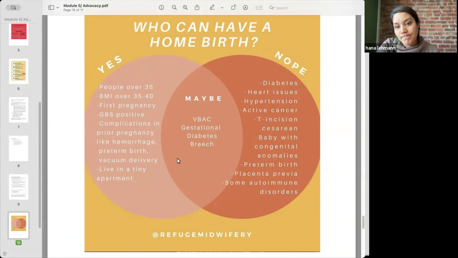So those are going to be folks that are not a great option. Basically, just anyone who's a little bit high risk is not going to be the greatest option for a home birth. So you don't want to get their hopes up if they have any of these things going on.